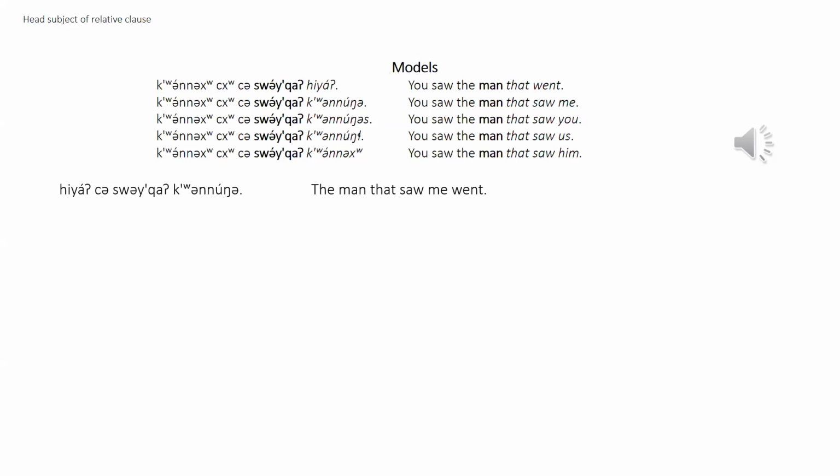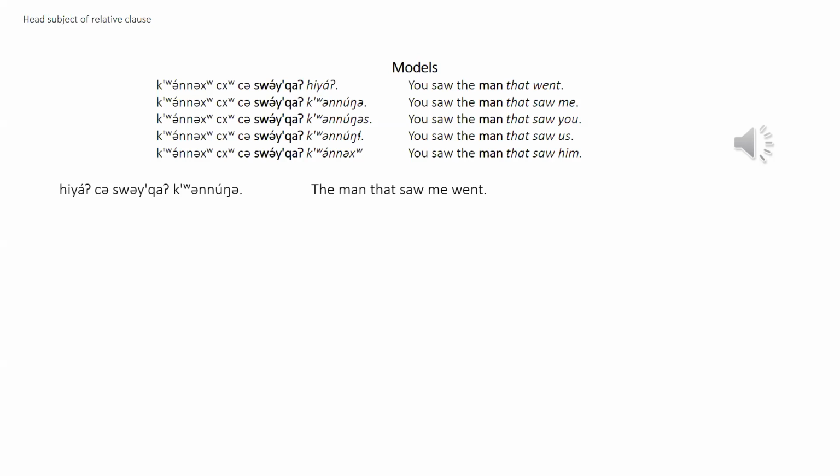The main verb of this English sentence is saw, and its subject is the man that went. The only way to express an idea like the man that went saw me in English is with a passive.